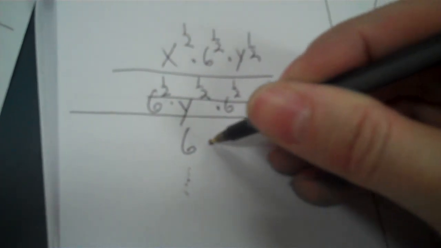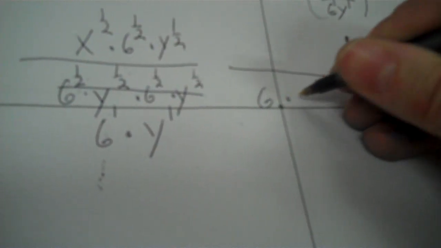Now what this does is I can write a single 6 times a single y, and a half plus a half is 1. A half plus a half is 1. So now those are forgotten, okay? And now they are fixed, they can be carried over as 6 times y.